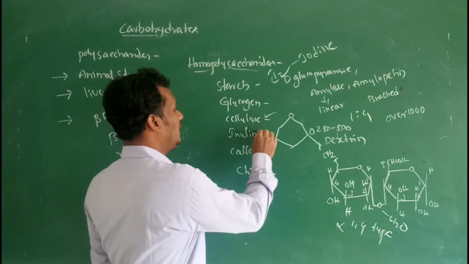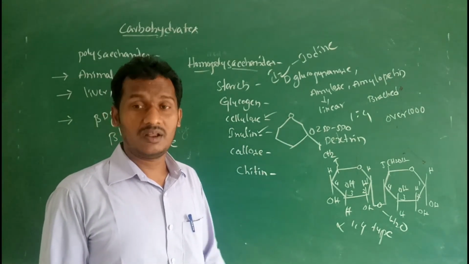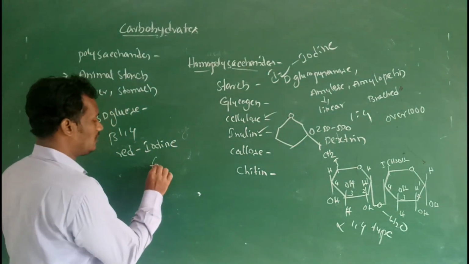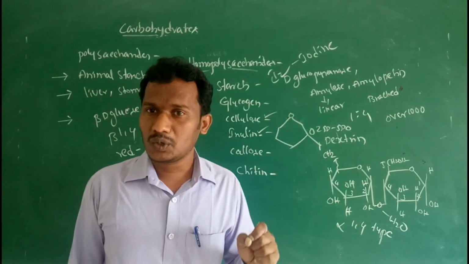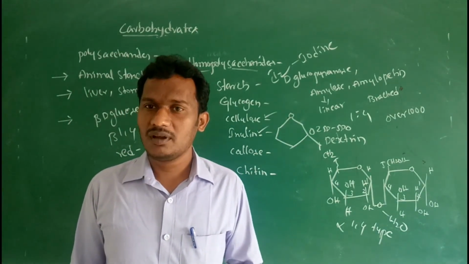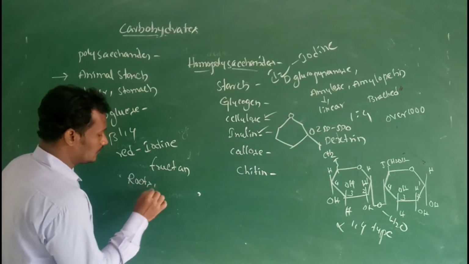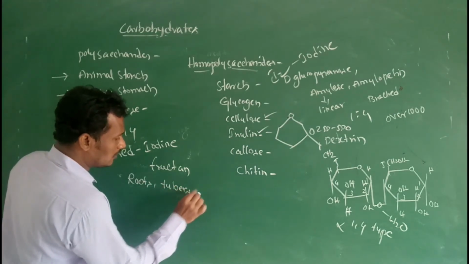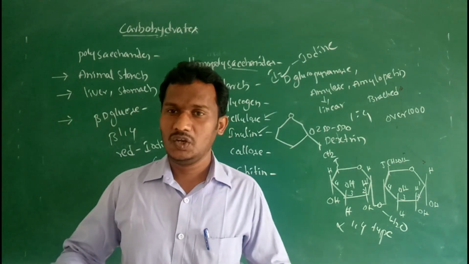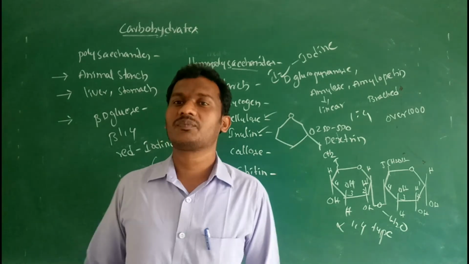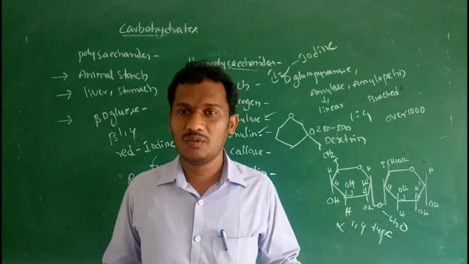So next one, inulin. Inulin is a homopolymer, also known as a fructan. Inulin is a polymer of fructose. These are present in the roots and tubers of dahlia. But in the human body there is no metabolism for inulin. That means inulin is not metabolized in the human body.